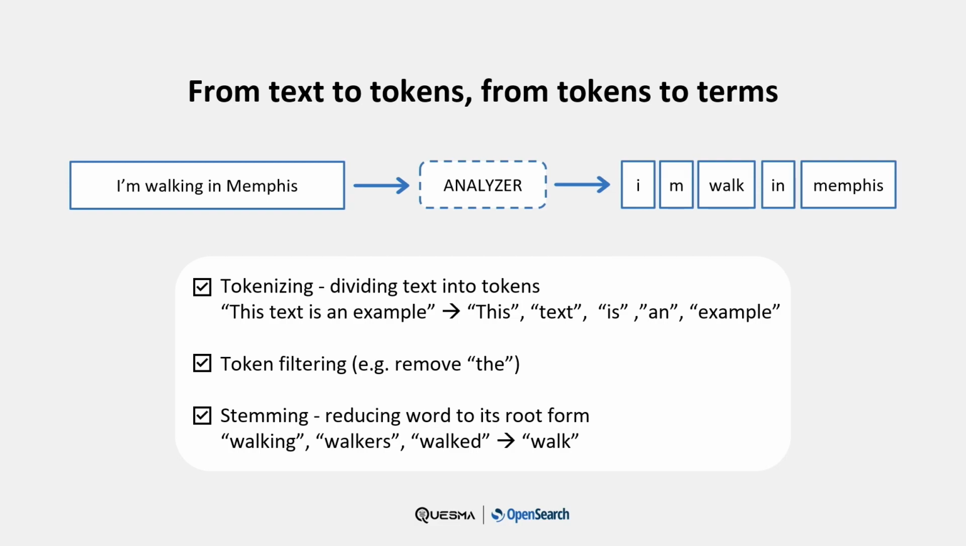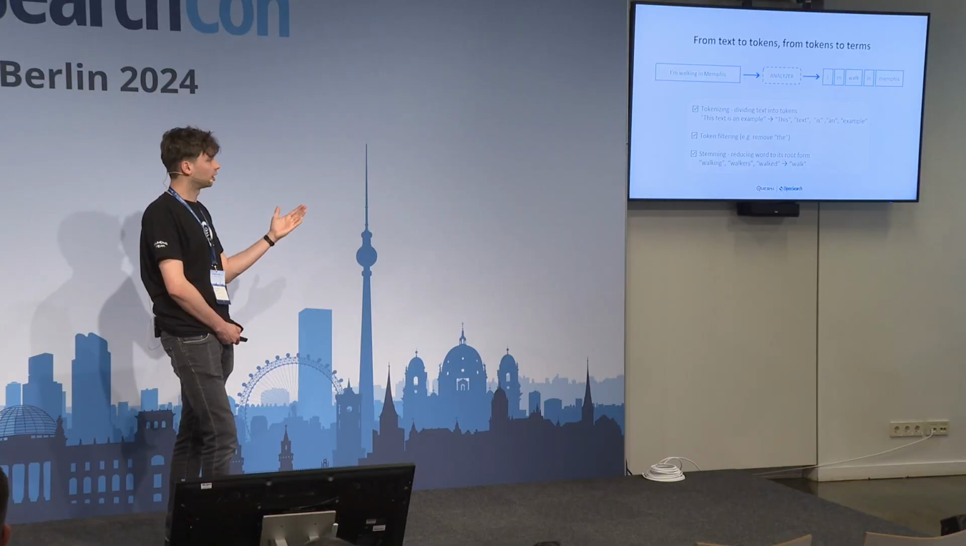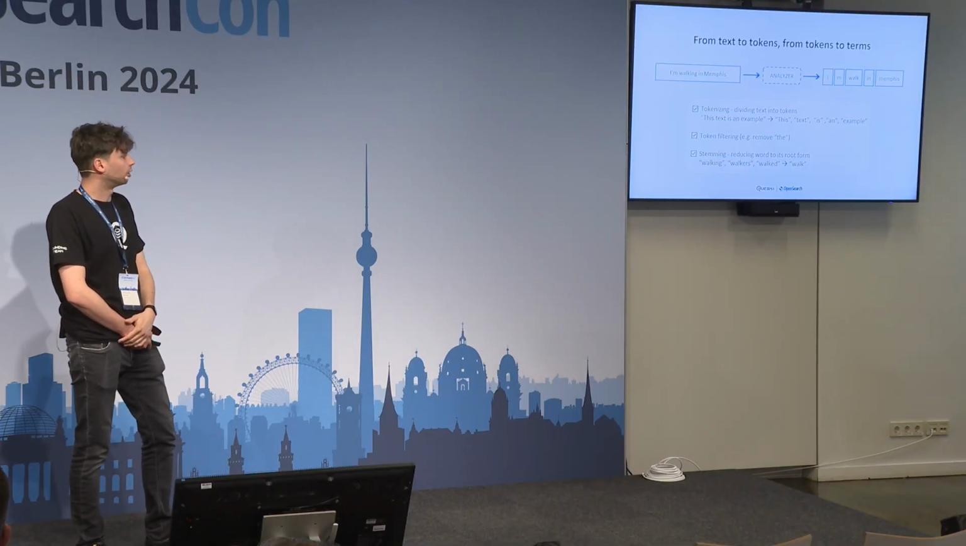But there's a whole component called an analyzer in OpenSearch that actually handles that. Some of the things it's responsible for are tokenizing, so dividing the text into a set of tokens, and token filtering. There's a specific set of tokens that might not carry any significance when it comes to search. In this case, like in the English language, the word "I'm" isn't helpful, so why keep it? There's also stemming, so reducing a word to its root form. In this case, walking and walked become just walk in our inverted index.